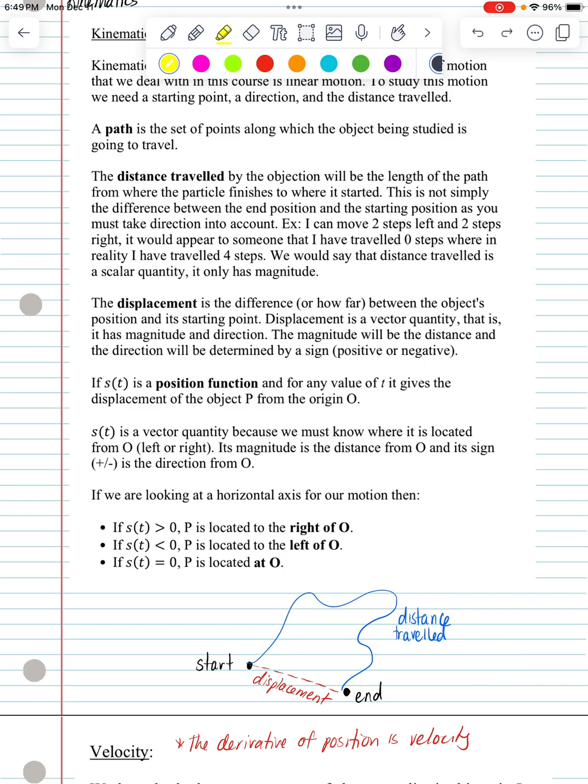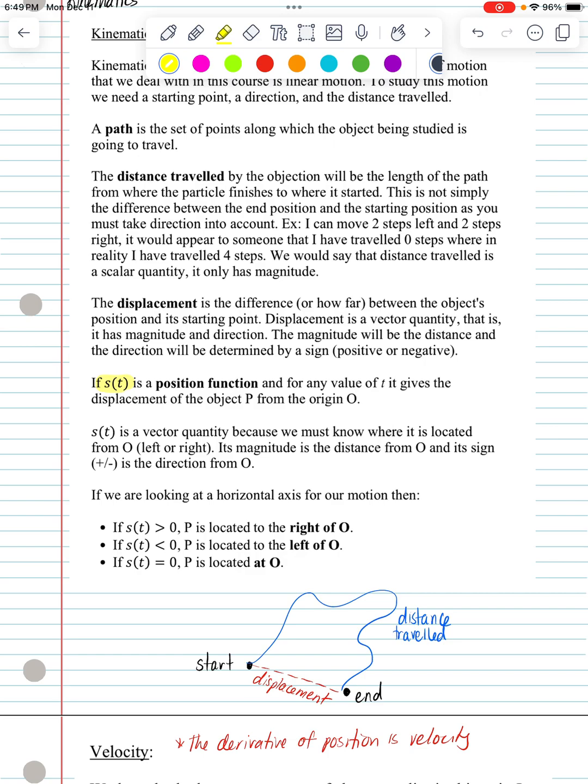And then we have s(t). So this notation here is going to be important. We call this our position function. A lot of what we do will start with the position function and will give us some information about the velocity and acceleration from there.